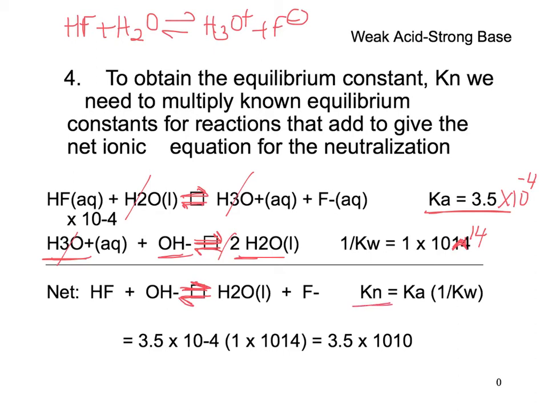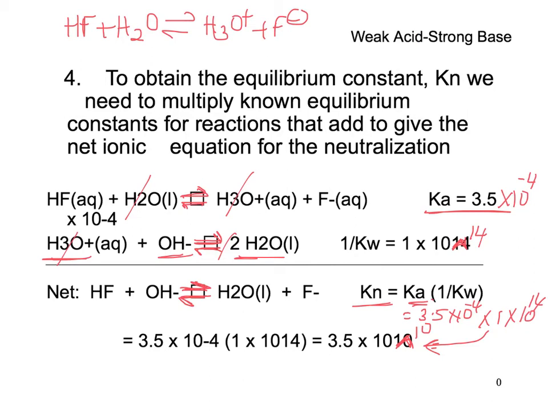And the K for that is going to be, again, we are going to just simply take a product of the two. So when you put the numbers in perspective, Ka times 1 over Kw, just the way we did in class, it's going to be 3.5 times 10 to the negative fourth times 1 times 10 to the power of 14, and that value comes out to be 3.5 times 10 to the power of 10. And that's a pretty high number as well, lots of zeros.